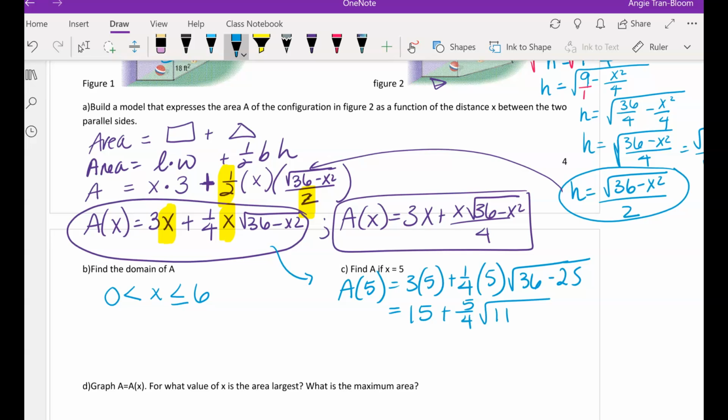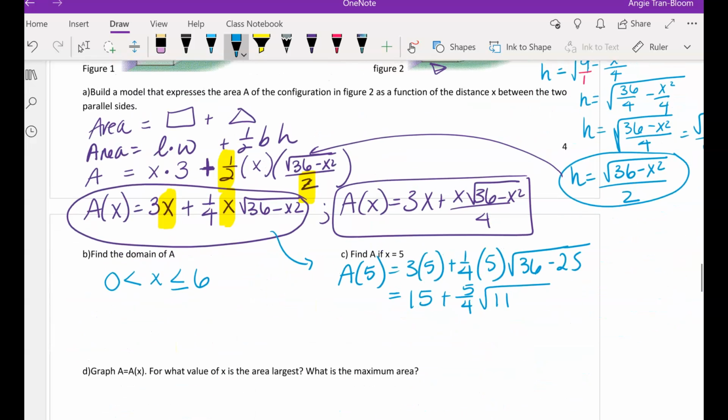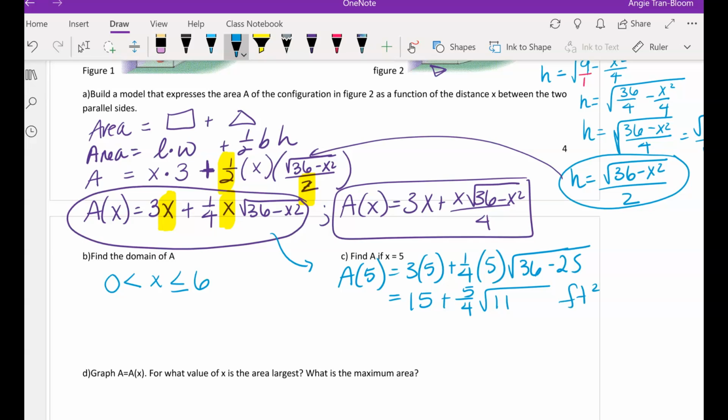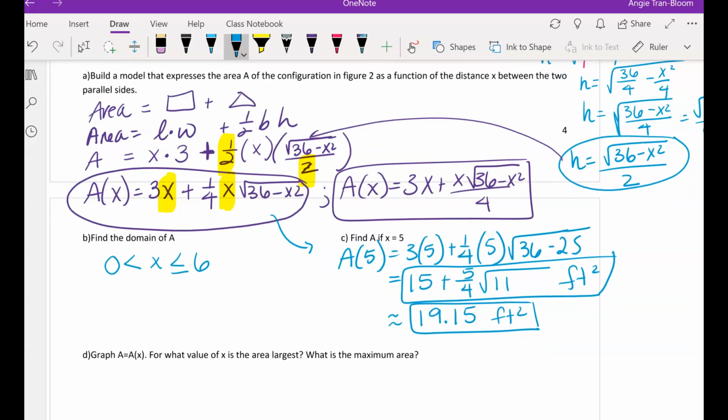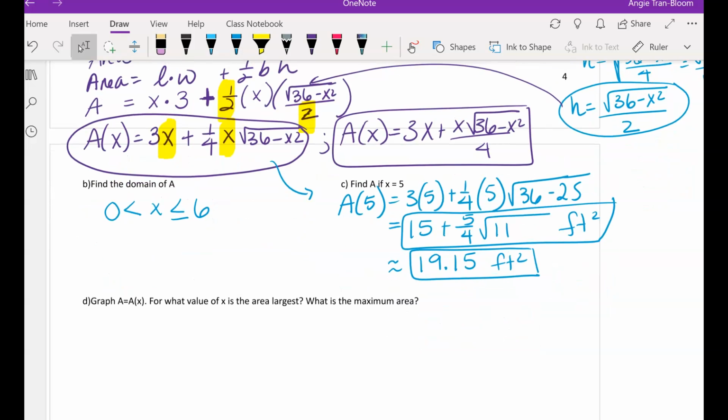So is that the prettiest we can do it without using the calculator? Did it give us a unit of measurement? Feet. So feet squared. If you don't have a calculator, I'll take that. If you have a calculator, you can enter that in, and that's about 19.15 feet squared. Normally, I would ask for both. Then part D says, graph it out.